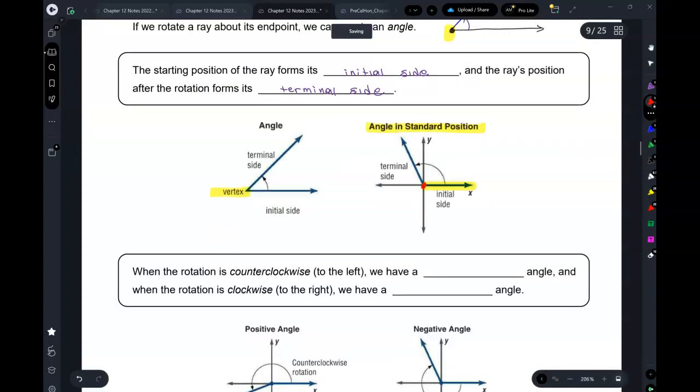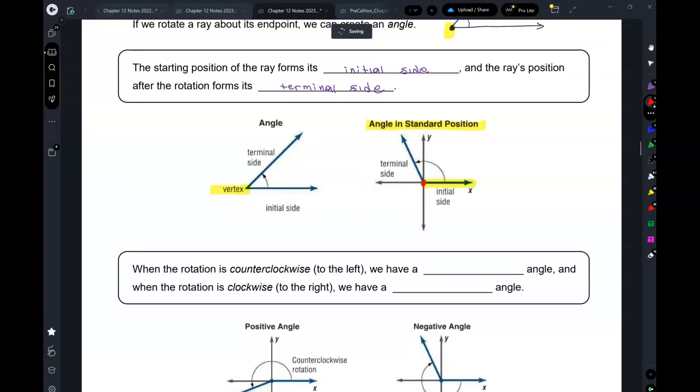Now, once you have your initial side fixed on the x-axis, that second ray that you cloned, when you're going to rotate it, you can either rotate it upwards or you can rotate it downwards. But in math, we don't say upward or downward. That's just silly. We say clockwise or counterclockwise.